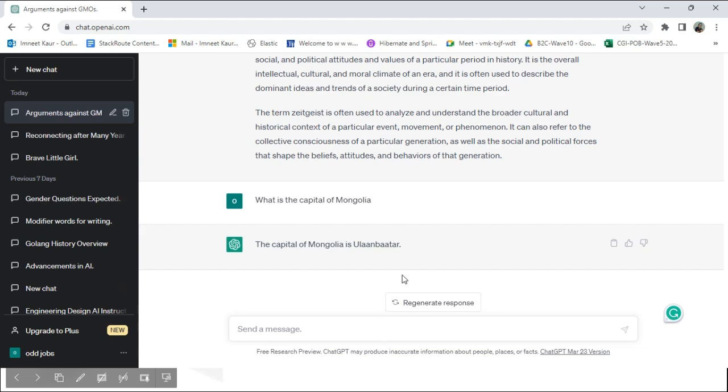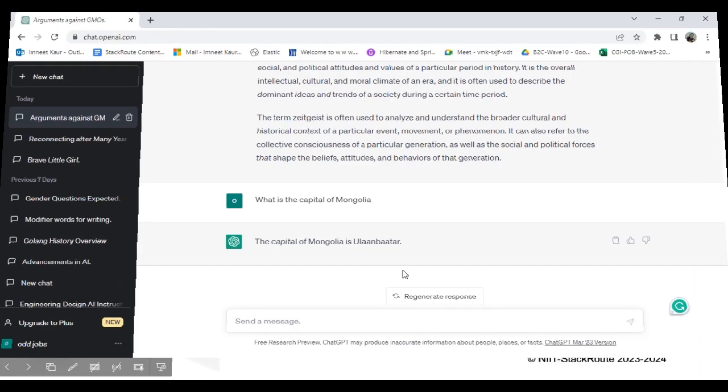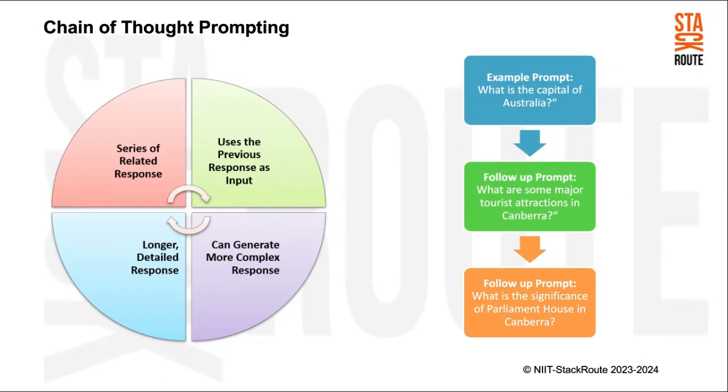Now let's move forward with the final prompting technique, which is chain of thought prompting. It is a technique used in ChatGPT to generate a series of related responses based on a single initial prompt or question. This technique involves using the previous response generated by the model as the input for the next prompt or question, creating a chain of related thoughts or ideas.